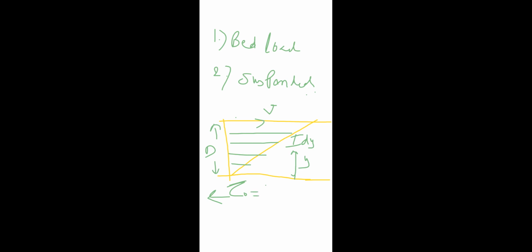So what is tau naught? Tau naught is the shear stress at the bed, equal to the rate of change of velocity with distance. So tau naught we can write as mu into del v by del y. What is mu? Mu is the dynamic viscosity. So tau naught equals mu dv by dy. This is for laminar flow. Mu is the dynamic viscosity.